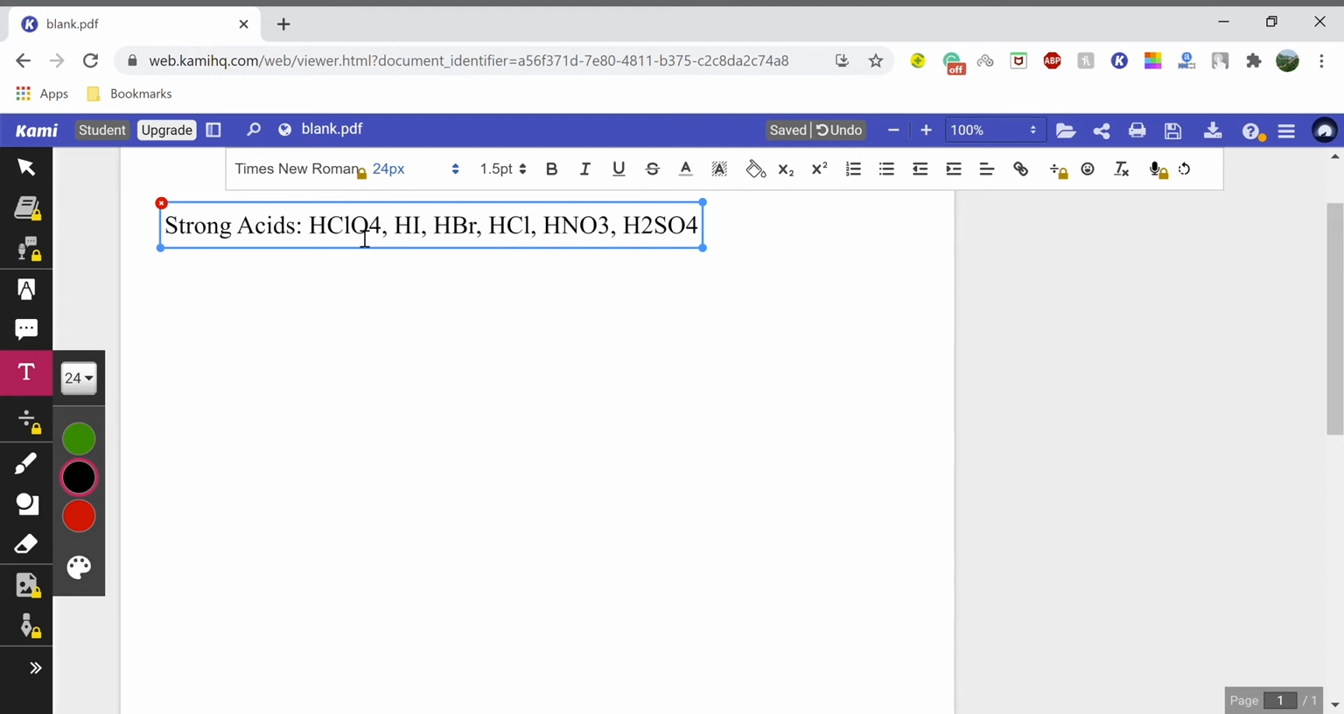Acids are molecules and therefore ionize in water, and since these are strong acids, they will completely ionize in water.